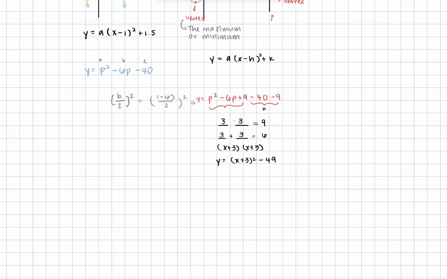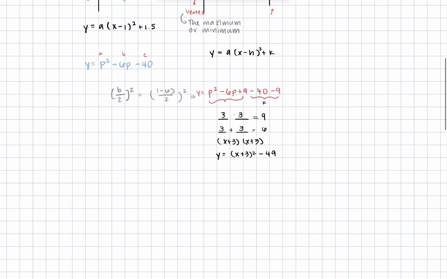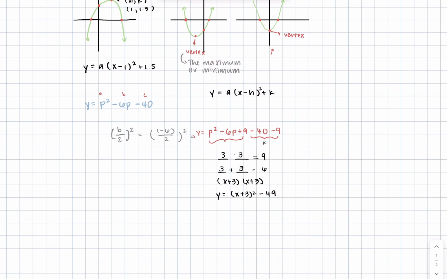Okay, so now our vertex, remember, was h comma k. So if this is my vertex form over here, my vertex for this problem would be negative 3, comma, negative 49. And that's how you'd find the vertex, by completing the square.